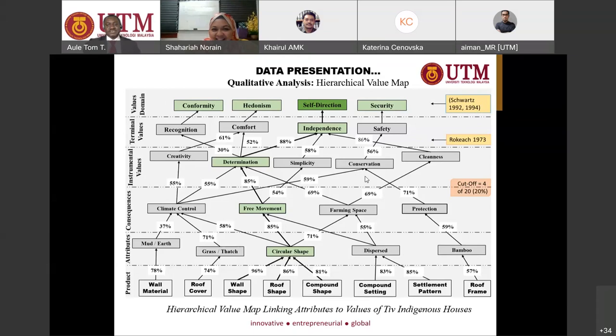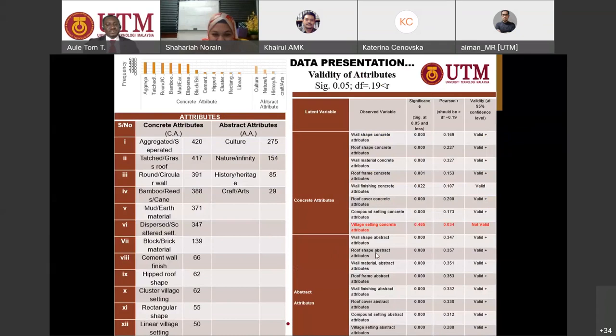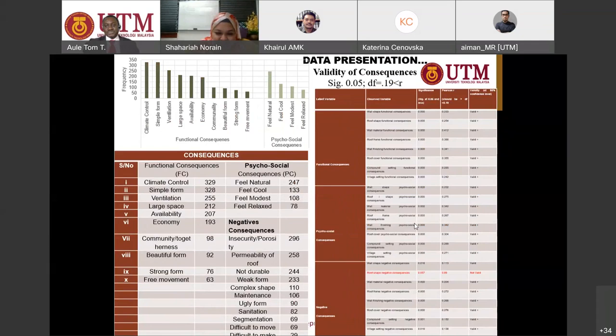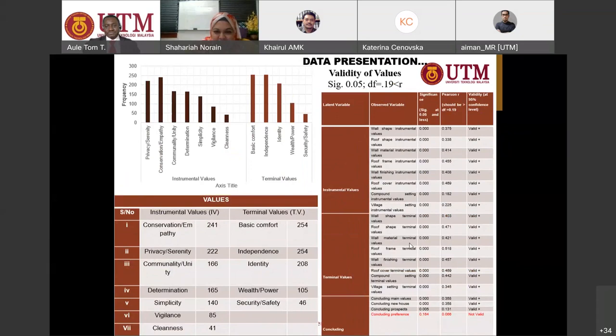The significance was also tested for the results, where most of the constructs on the questions were significant, except for one, which is red here. Also for the consequences, only one question was insignificant. Also for the values, only one of them seemed to be insignificant.